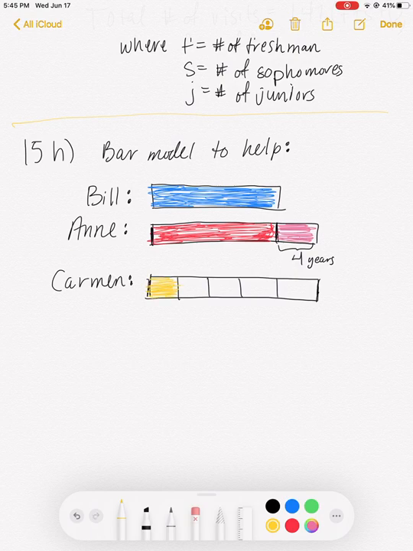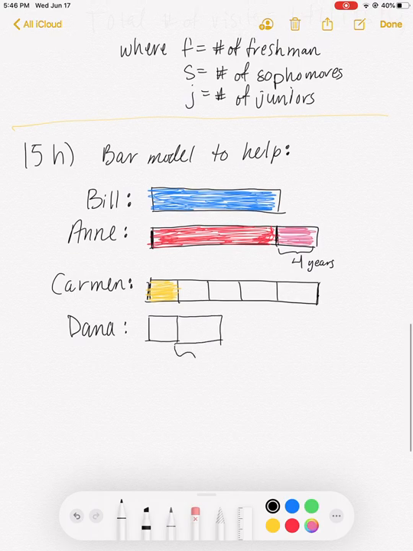The next thing says that if Bill is B years old, what is Dana's age? Oh, whoops, I must have missed something. Dana is 4 years older than Carmen. So yes, that one's important to have. Dana has Carmen's age right here, plus 4. Should probably be about this big, because it's the same as the other one. Do 4 years in pink again. Dana will be green for his age.